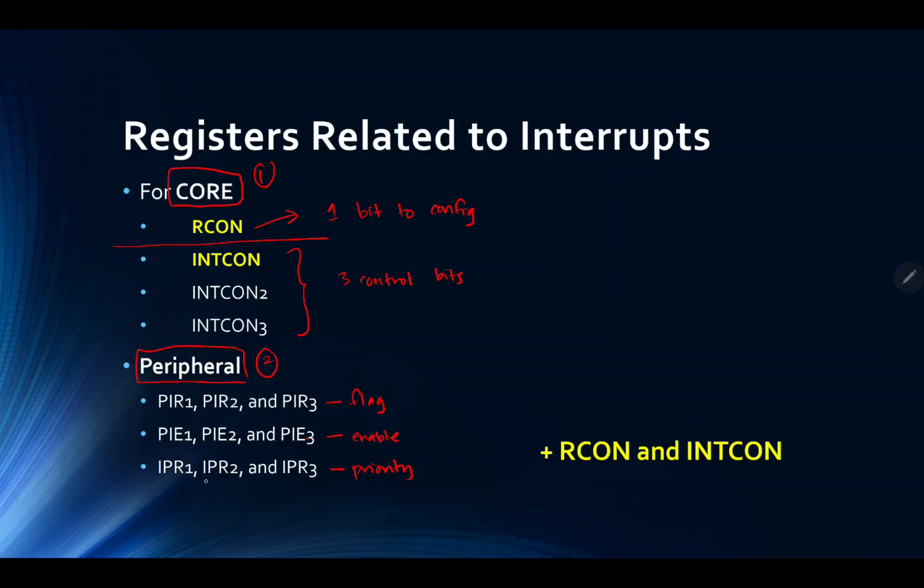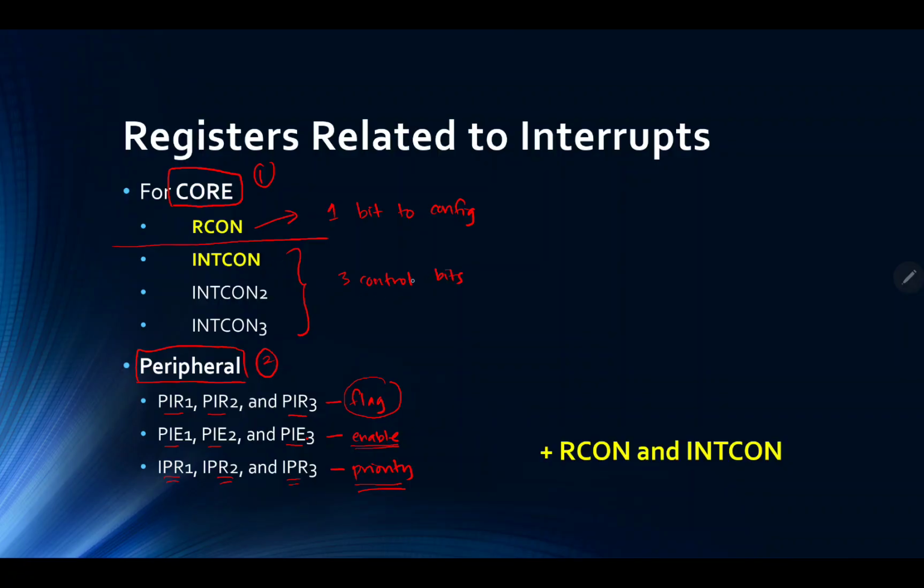PIE and IPR. So for peripherals, all these registers, PIR1, PIR2, PIR3, only contain the flag bit, whereas PIE, interrupt enable, contains only the enable bit. IPR only contains the priority bit. So in peripherals, it is much easier because it's all properly arranged. But for core, you have to search.